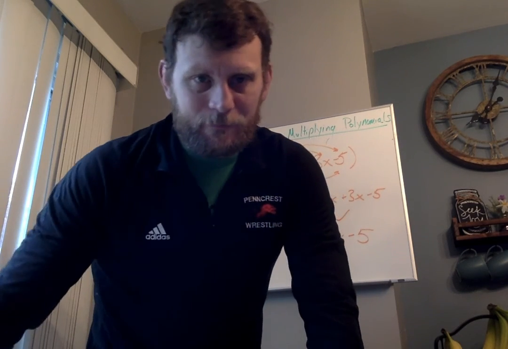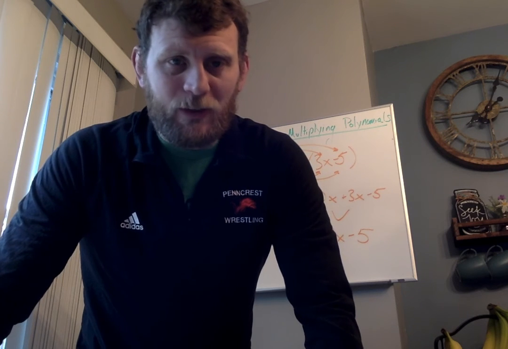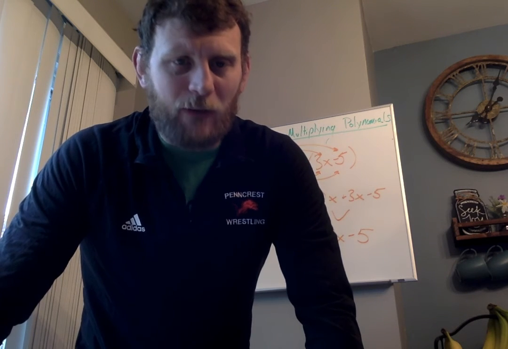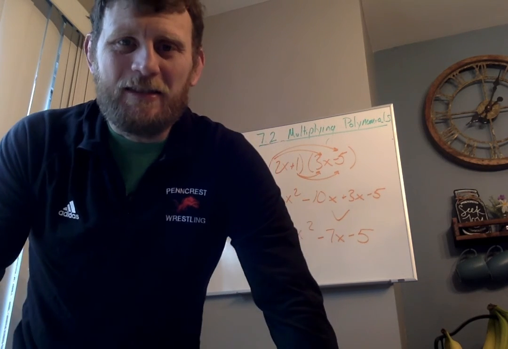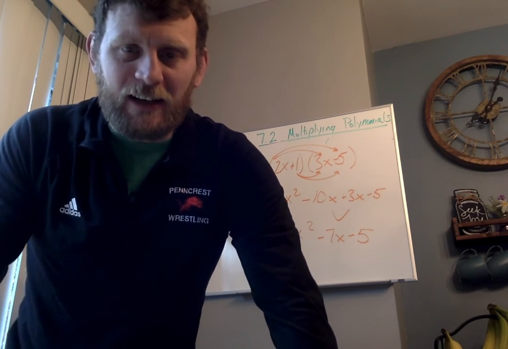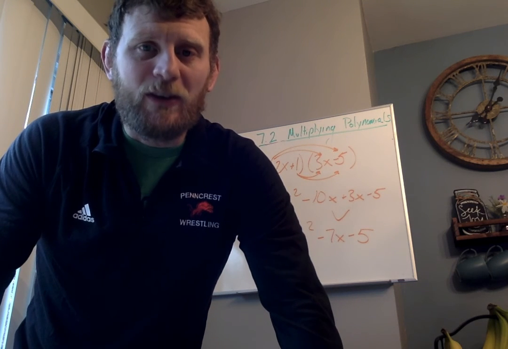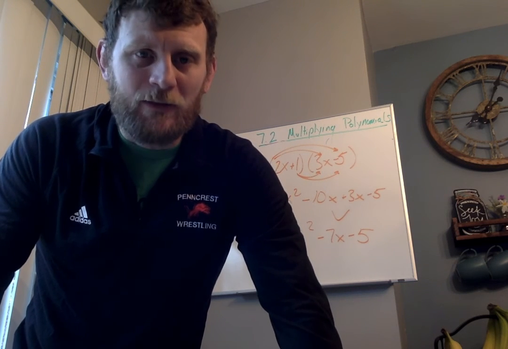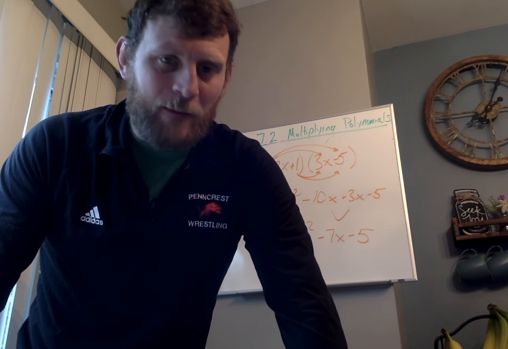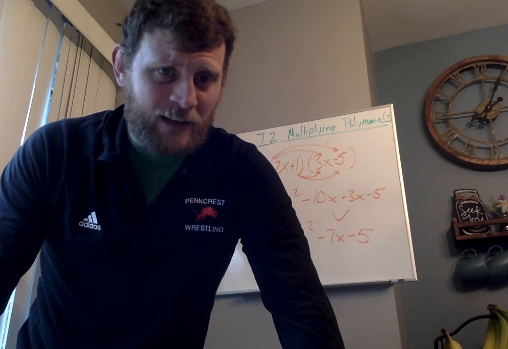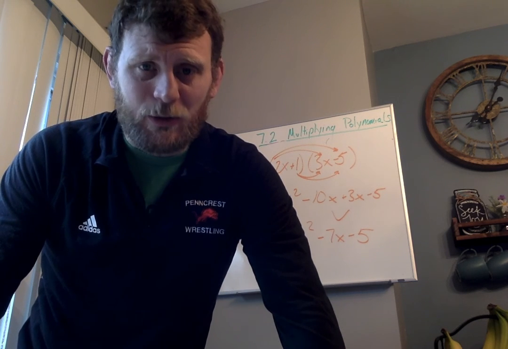So we have y plus 4 times y plus 1. That's going to be y squared plus 5y plus 4. Number 2 says z minus 2 times z plus 6. This is going to be z squared plus 4z minus 12. Number 3, m minus 3 times m minus 7. That's going to be m squared minus 10m plus 21.